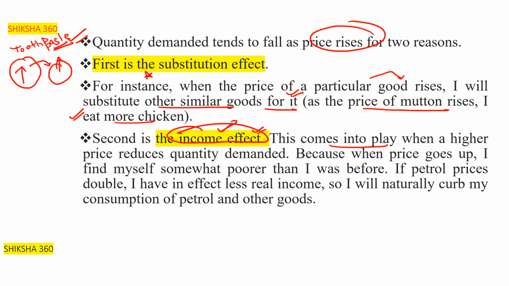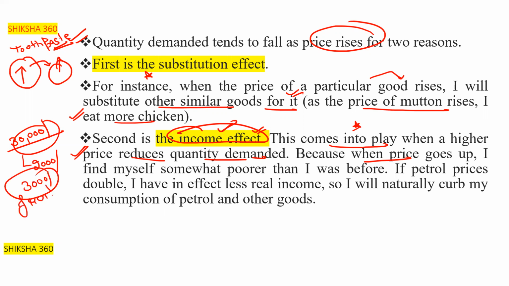This comes into play when a higher price reduces quantity demanded. What is the meaning of that? When prices go up, like, say you are getting a fixed salary of 30,000 every month, and you have to spend 2,000 or 3,000 every month on fruits.